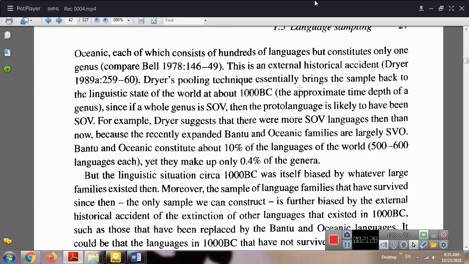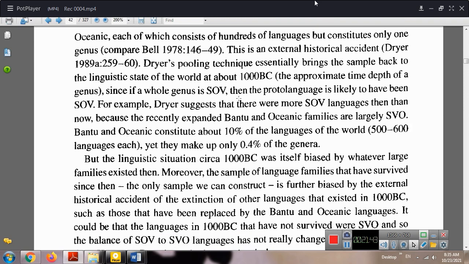Dryer's pooling technique essentially brings the sample back to the linguistic state of the world at about 1000 BC, the approximate time depth of a genus, since if a whole genus is SOV, then the proto-language is likely to have been SOV.